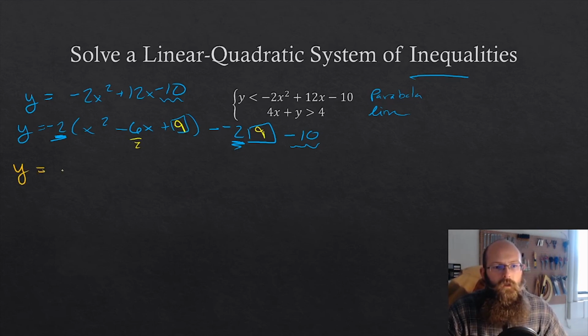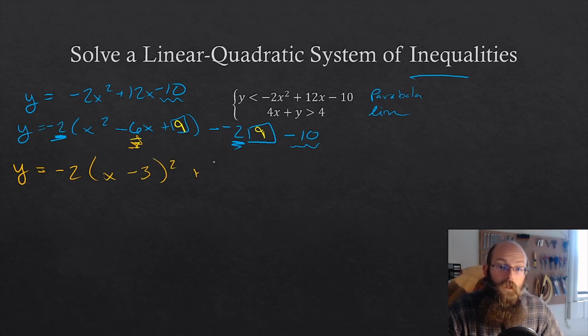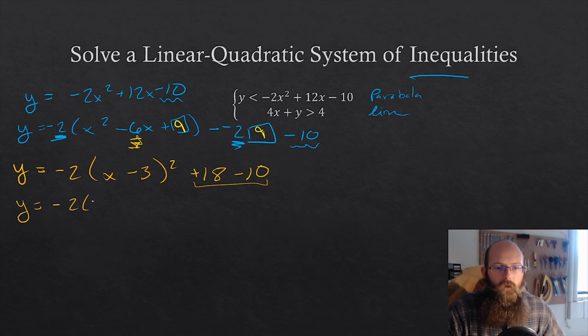So then y equals -2, and this is going to factor real nice and easy for me now, right? X minus 3 squared plus, that gets me 18, and then minus 10. Okay, we're almost done. I need to combine my like terms right here. So y equals -2, x minus 3 squared plus 8. Okay, now I can graph this.